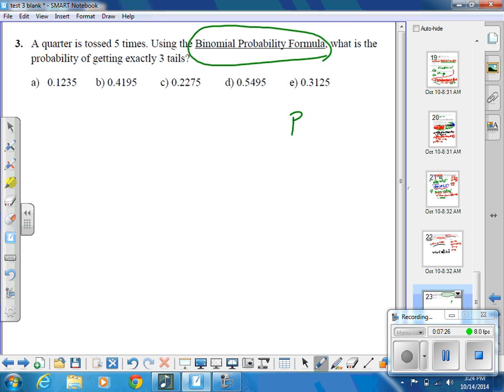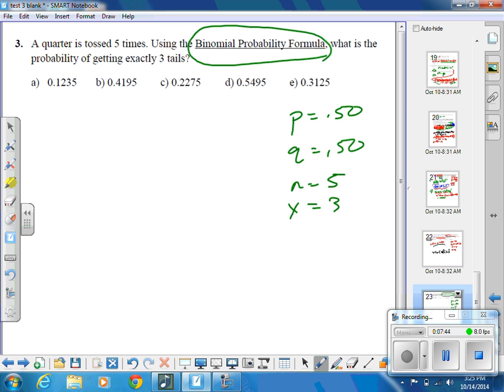And so in our case, P is equal to 0.50. Probability of getting heads or tails, whatever they want to know. What's my Q? Hey, 0.50 as well, 50-50. Now, my N is 5, because I'm throwing it 5 times, and my X is 3, and they want to know what probability of getting exactly 3 tails.